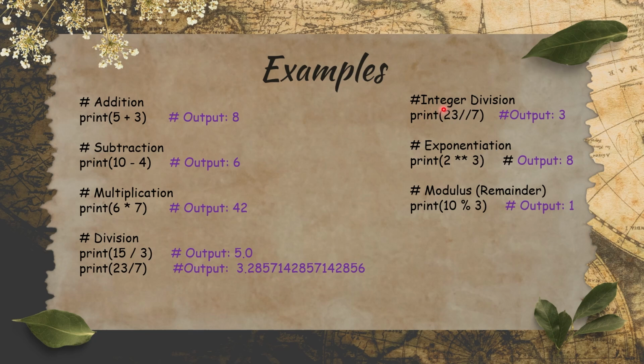And next, integer division. When we try to divide 23 by 7 using integer division, it gives only 3, since it is an integer division. Here it neglects all the decimal part. After the decimal we have 2857 and so on. When I divide using integer division, it will produce only the whole number and neglect all the decimal parts. Clear?